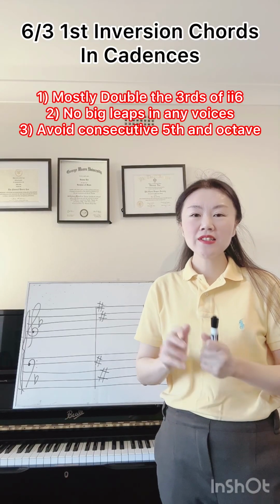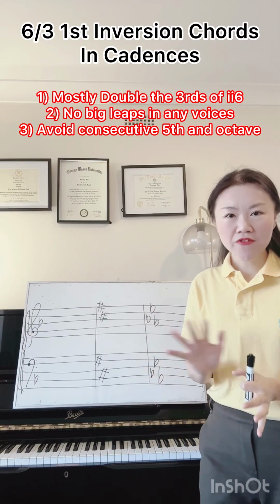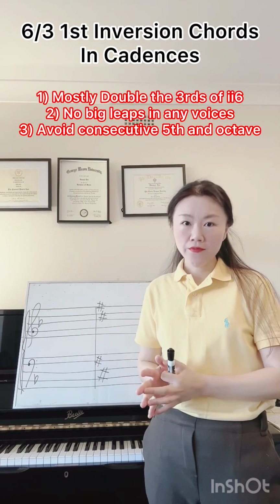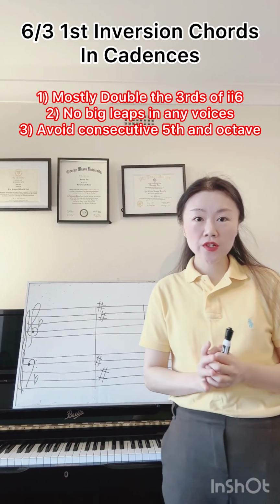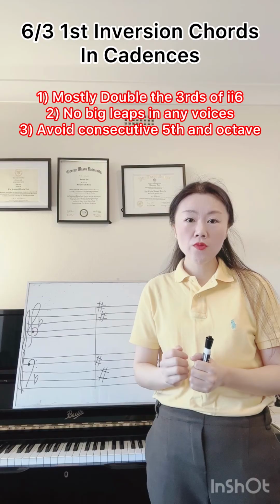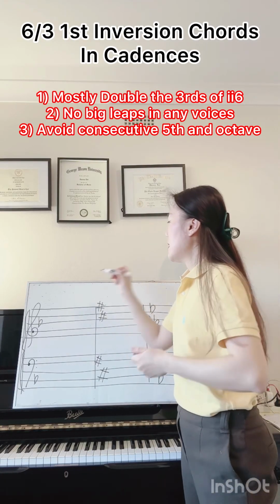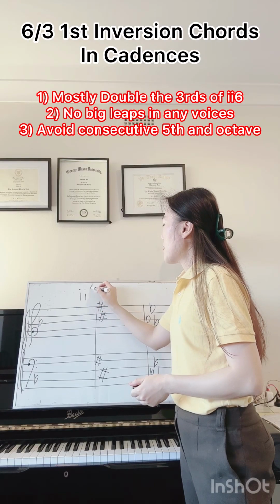Like to talk about 6-3 chords in cadences. Last time we talked about various types of imperfect cadences, which end with the fifth chord. So today we're going to talk about how we can use the first inversion chord to form an imperfect cadence. We'll talk about how we can use the supertonic first inversion chord.